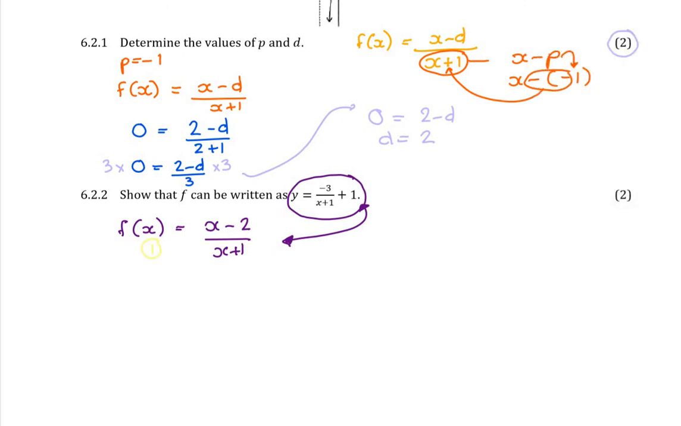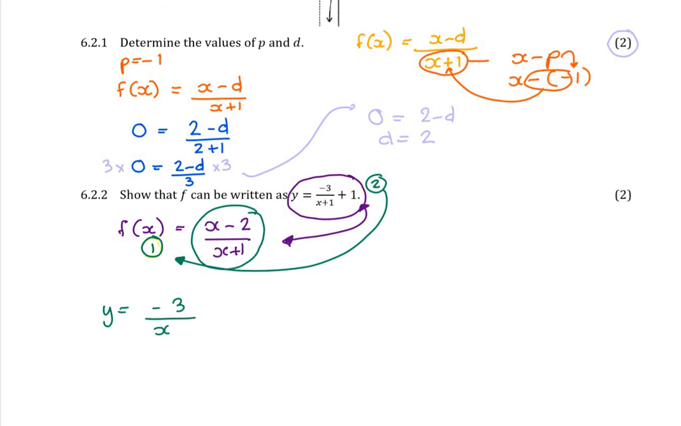Oh, that's a terrible color, let's change it. Either we can start with equation number 1 for f and show that it's the same as equation number 2, or we can show that 2 is the same as number 1. Now I don't know how to take this particular format of the hyperbola and split it out, and so the easiest thing to do is to start with y is equal to -3 over x plus 1 plus 1, and how do I combine those 2 terms to get one term?